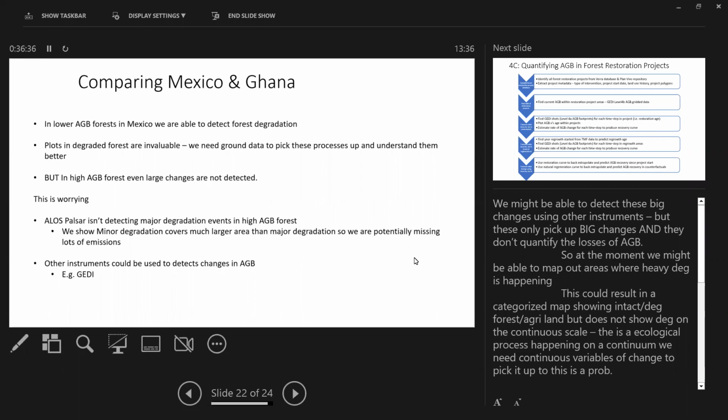But now I guess I wanted to talk about some of the ideas we're going to be testing in 4C, because obviously trying to use these techniques and widely applying them across the tropics isn't going to work. So we need to be looking at other types of instruments. And so obviously trying to look at GEDI and using LiDAR as a means to overcome some of these saturation issues.